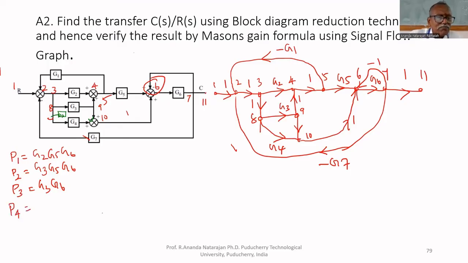P4, another forward path. You can come at the same point, 3 to 8, then G4 through 10 you can go. Therefore, G4 will come, but you cannot travel this way. So G4, G6. Here, G3, G5, G6 is there. How many forward paths? You can see that.